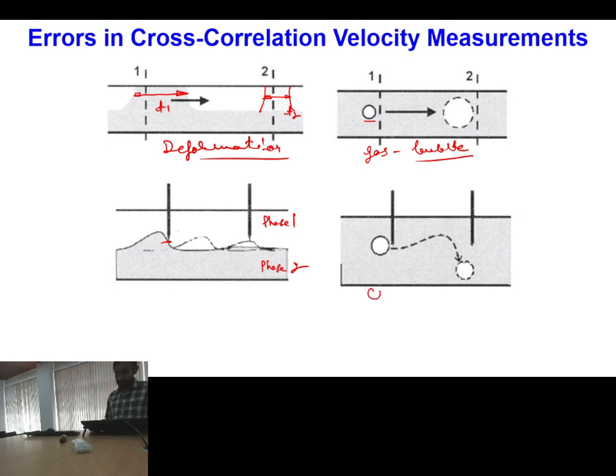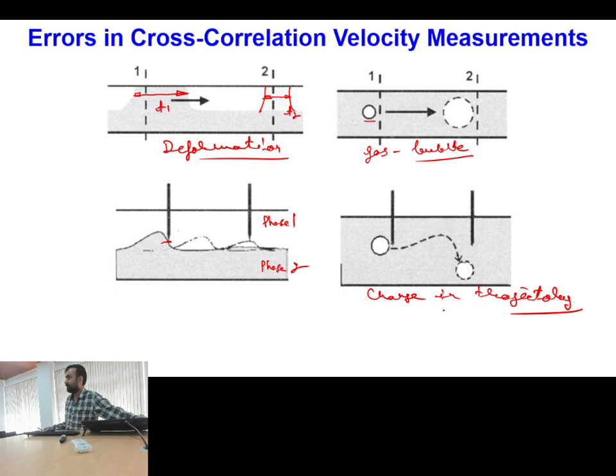Another important point is change in trajectory. If you have a turbulent situation within the pipe, your bubble will not follow the same path. It may happen that the moment it was about to approach the second point, it deviated from its path. Again, you will not get a similar signal. So these are some of the challenges.